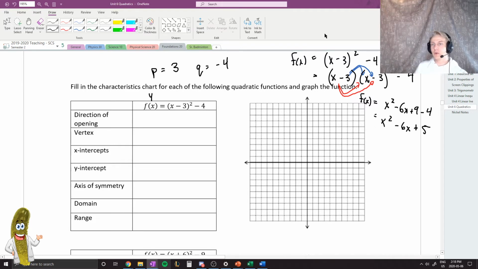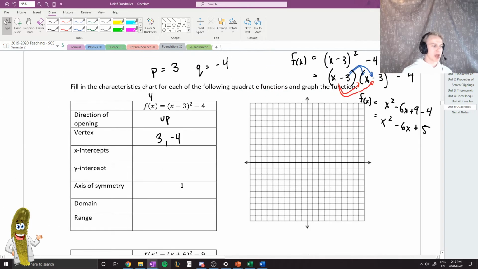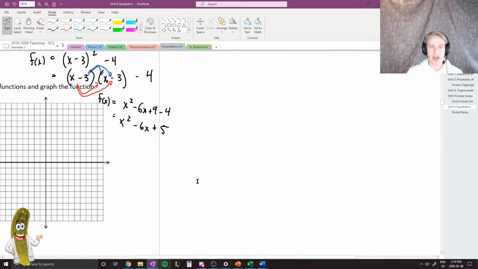So again, we said that we wanted to simplify this expression, and we said the sign in front of this x squared was positive, so we know that this parabola will open up. We also know the vertex just by looking at this equation. Because we have our p and q value, we know that our vertex will be 3, negative 4. In terms of finding our x-intercepts and our y-intercepts, there is an easier way that we will do on the next two graphs, but I'm going to show you the mathematical derivation of how you can find these x-intercepts.